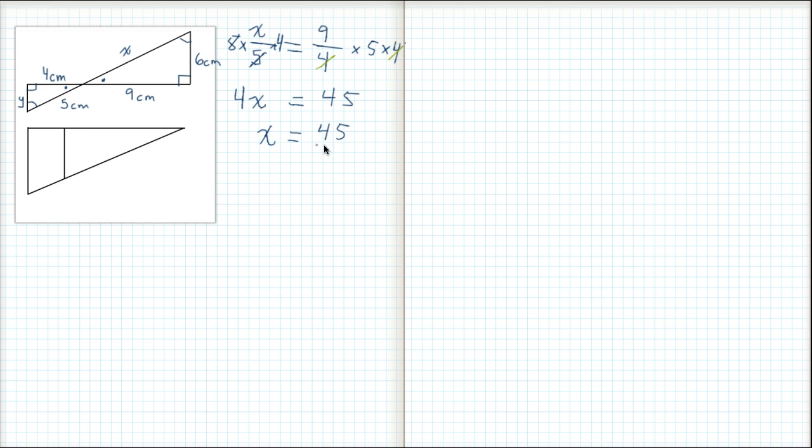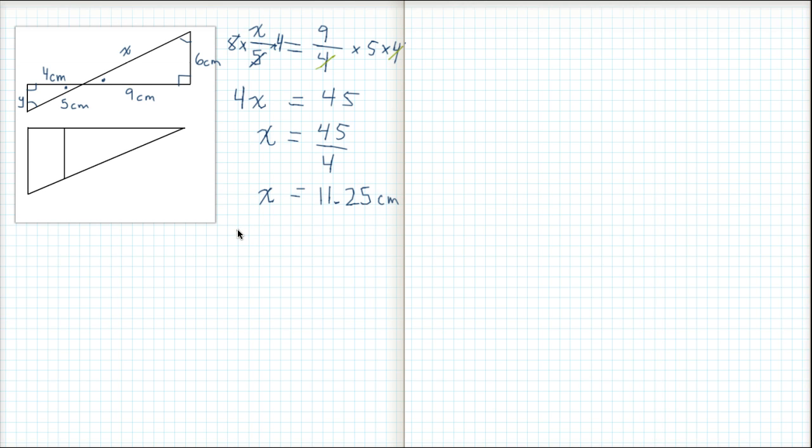If I'm dealing with measurements like centimeters, then I can go into decimals. So 44 divided by 4 would be 11, and 1 over 4 left over is 11.25 centimeters. Okay, so x is equal to 11.25 centimeters.